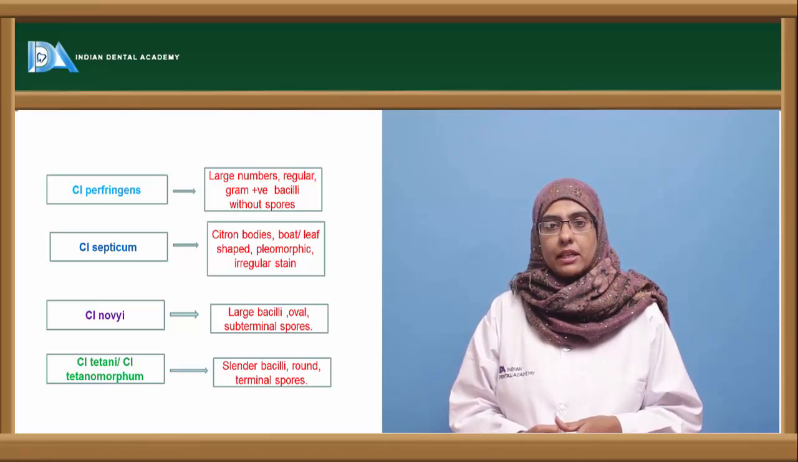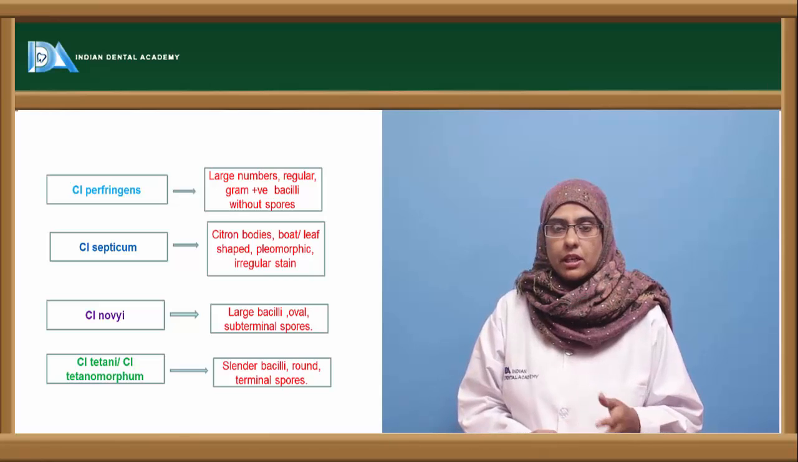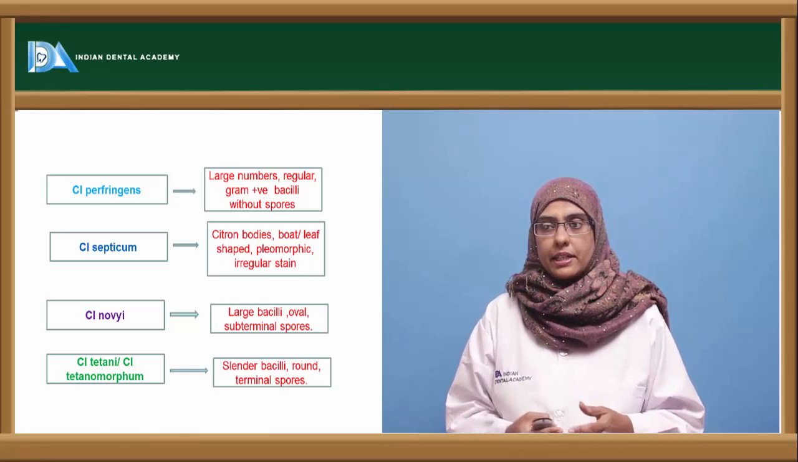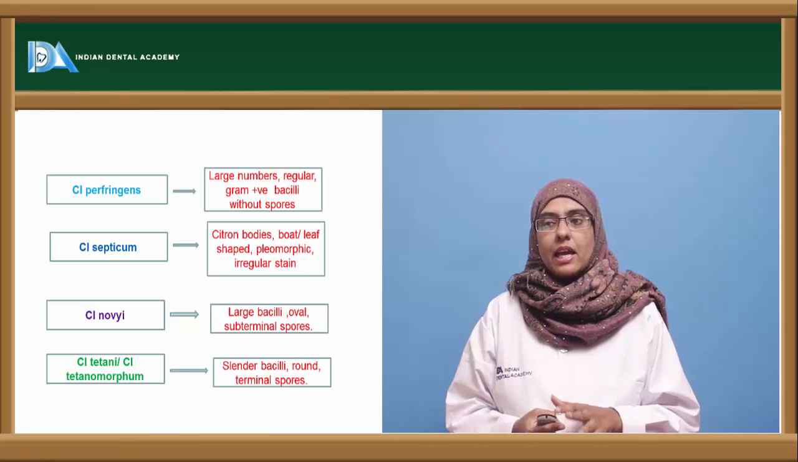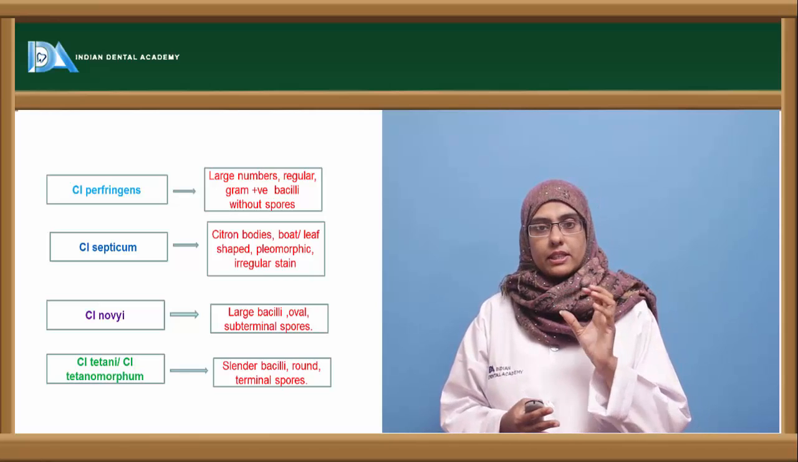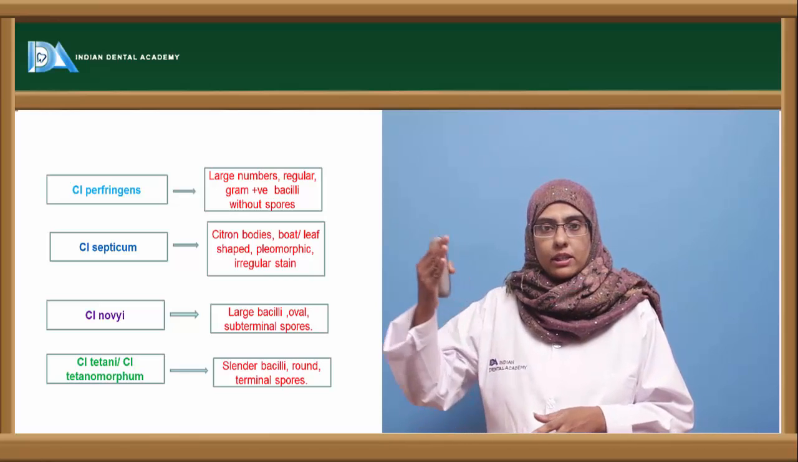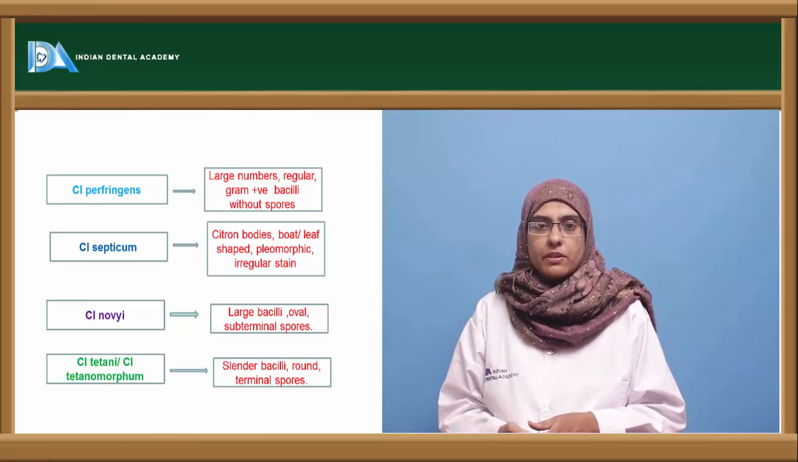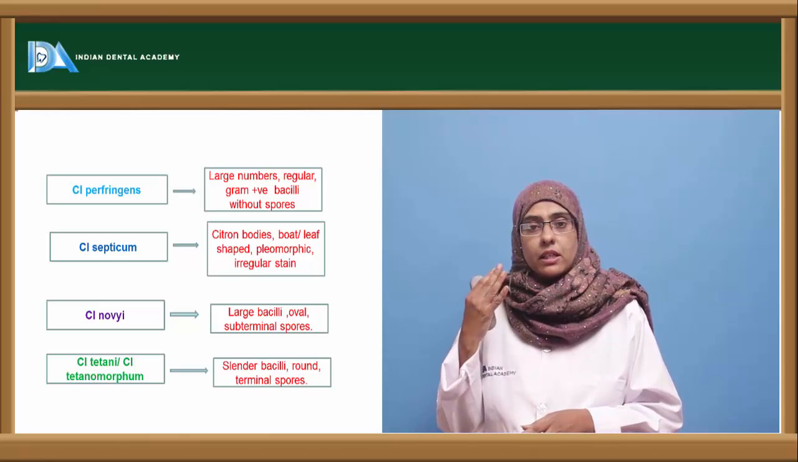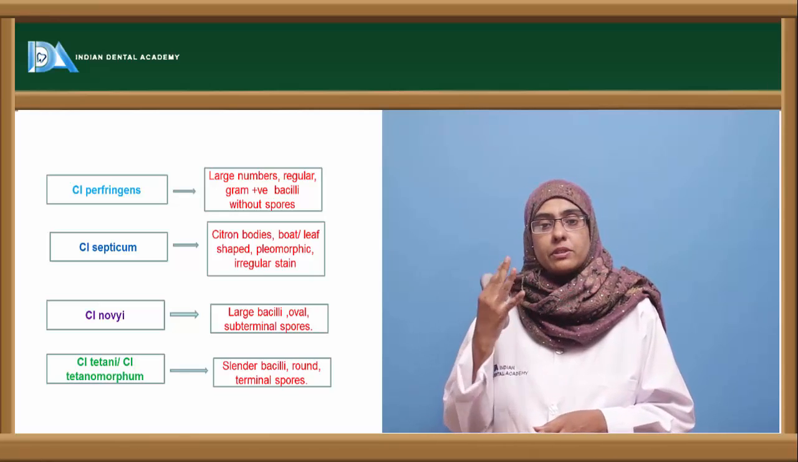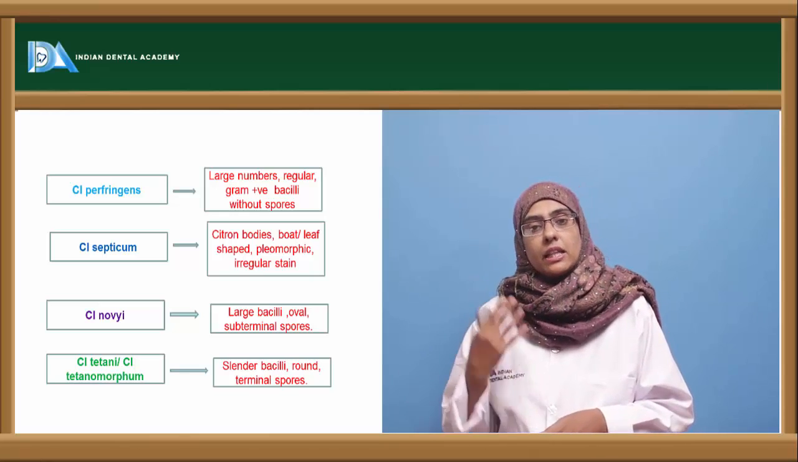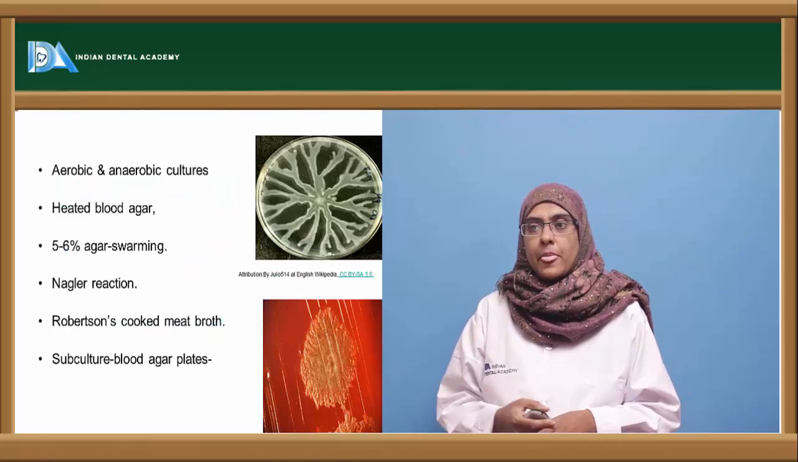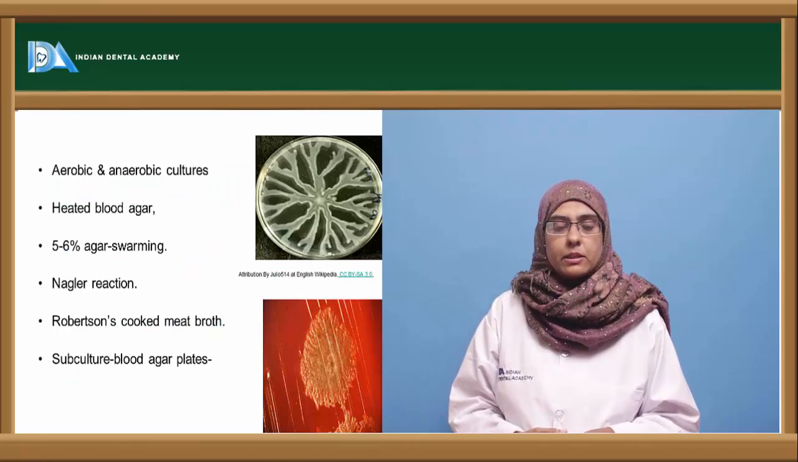And Clostridium tetani or Clostridium tetanomorphum can be identified as they are slender bacilli, and they are round, and you can see the terminal spores. So all these four are involved in gas gangrene. The most common one is Clostridium perfringens. So one should have detailed knowledge about which species is causing the disease, so that the treatment can proceed. Next is growth of the organism in the media.